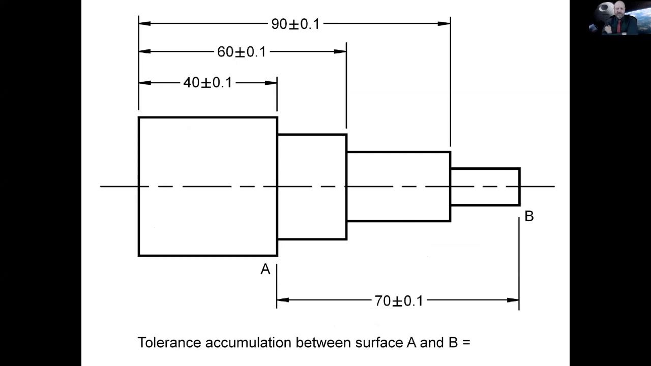And then here's another example of dimensioning it. I'm dimensioning these three from this datum here, but then I'm dimensioning this one based on this feature. So what's the total tolerance accumulation in this case? Should be easy.